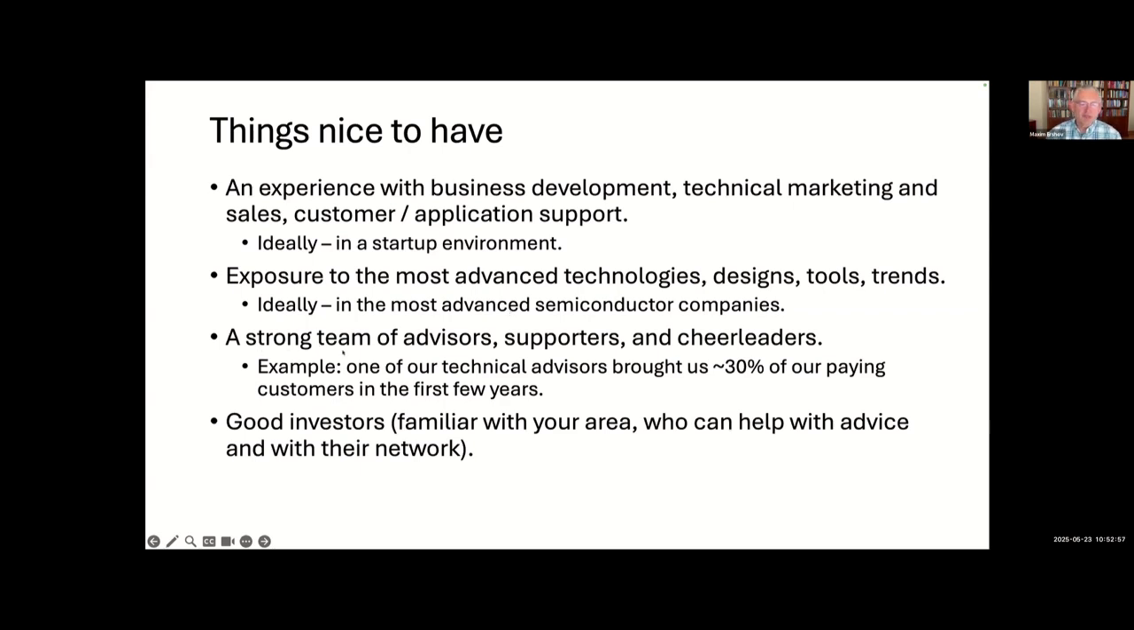It's very important to have a strong team of advisors, supporters, and cheerleaders. Just as one example, one of our technical advisors, a professor at the university, brought us about 30% of our paying customers in our first few years of operation. Also good, proper investors who are familiar with your area, who can help with advice and help with the network.